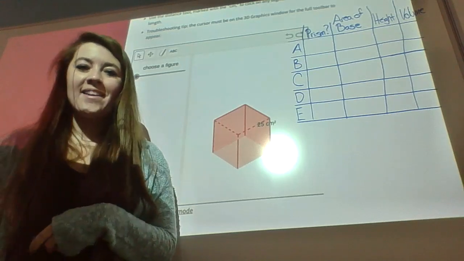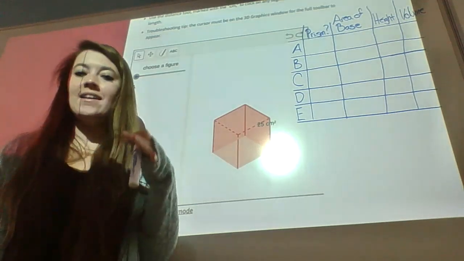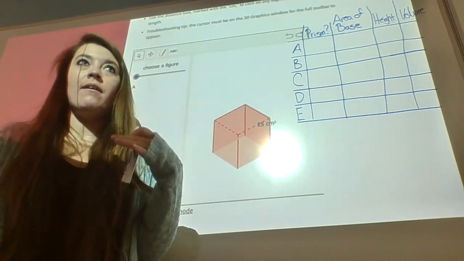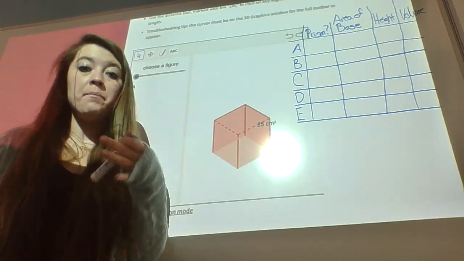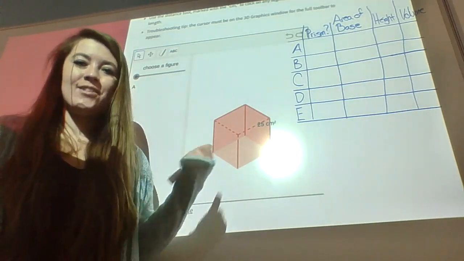Hey guys, welcome back. So what we're looking at today is lesson 12, finding the volume of right prisms. So let's go ahead and jump right in.